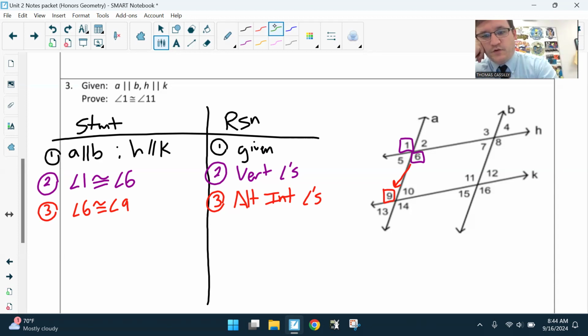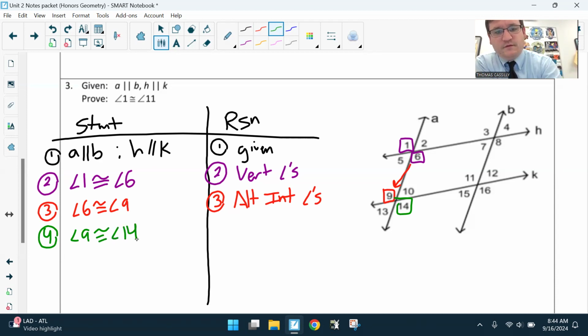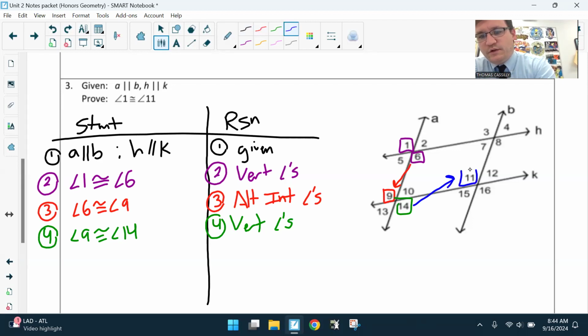So now maybe I can go from 9 to 14. So step 4, angle 9 is congruent to angle 14. Why do I know that one? Well, those are also vertical angles. And the last one I can do is go from 14 to 11. So step 5, angle 14 is congruent to angle 11. And why do we know that one? Those are alternate interior angles.